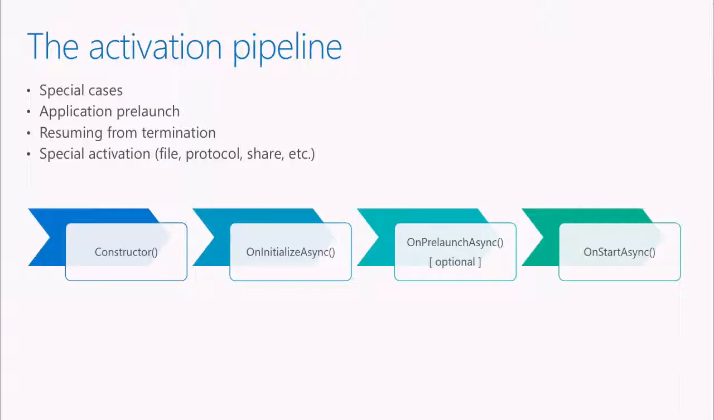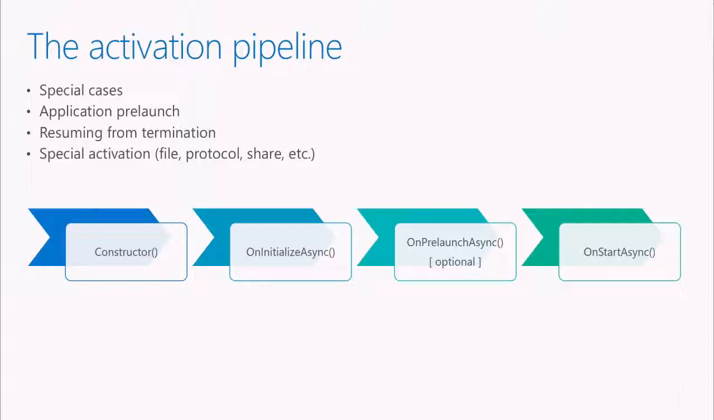Yeah. If you're resuming from a terminated state, that means your application was suspended, and typically because of resource constraints, your application was then removed from memory and terminated. If that happens, then we can restore back to the original state, and so we don't need to call the start async. The other scenario would be, and this is an edge case, for pre-launch, and that's what that third step is.